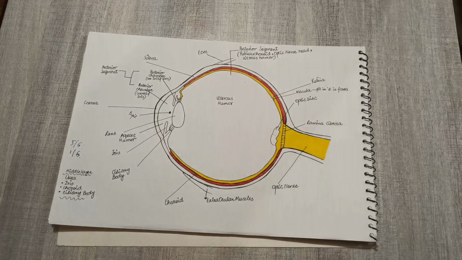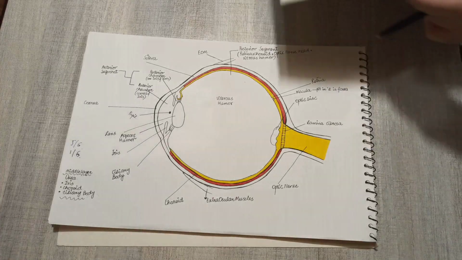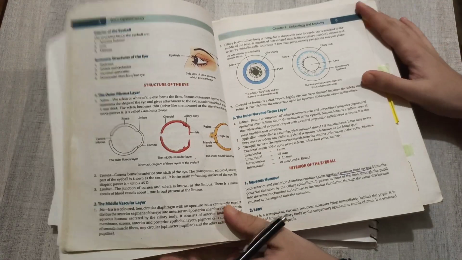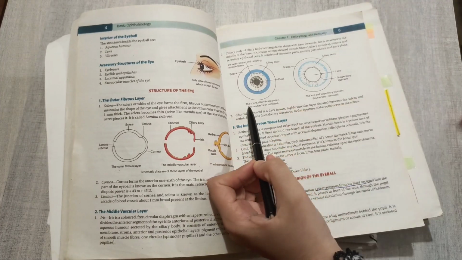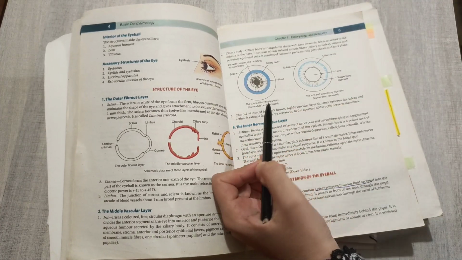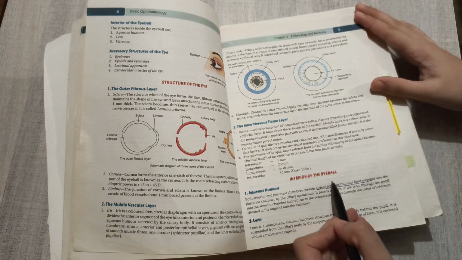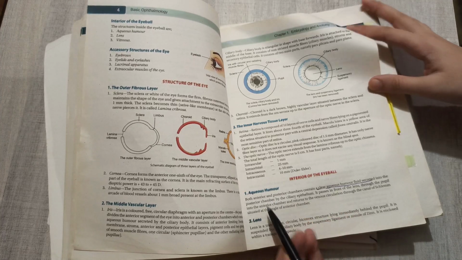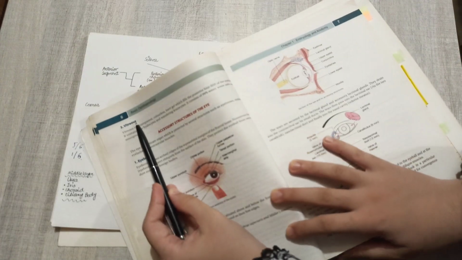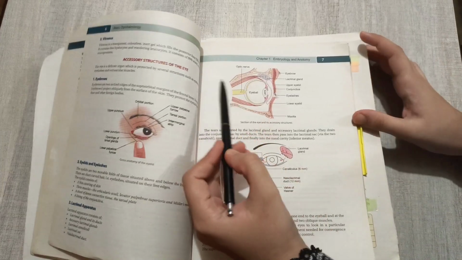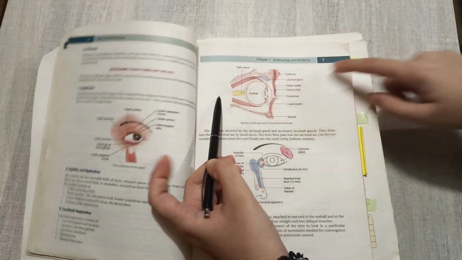Now, in order to clear some concepts, if you feel like it's not clear, this is the sclera, ciliary body and iris. This is the interior of eyeball consisting of the aqueous humor, lens and the vitreous. And that's how the optic nerve enters and leaves your eyes.